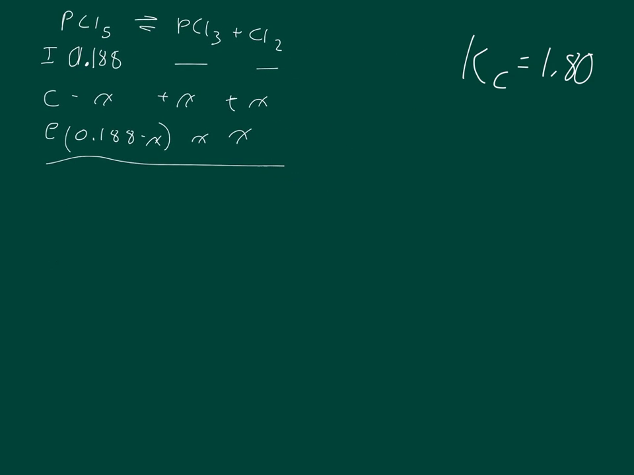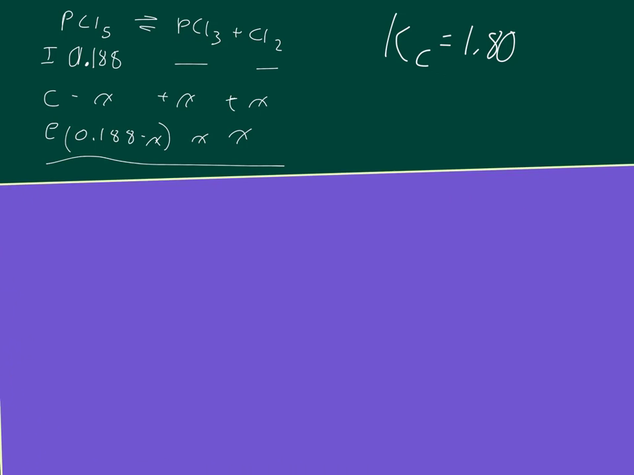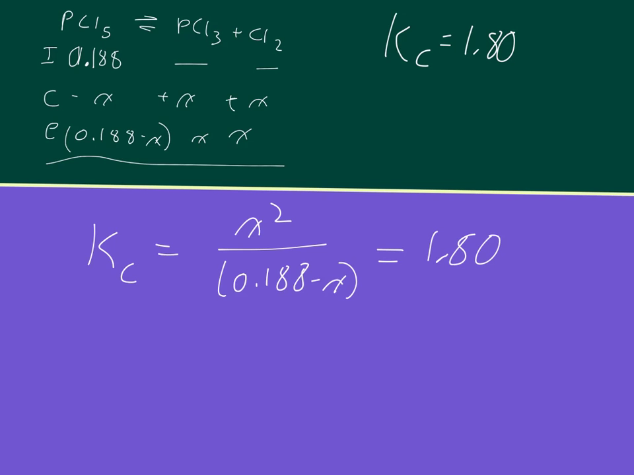So I'm going to shrink up my chart here, and I'm going to create a little square here to write on. Okay, got a sheet of paper. Kc equals x squared over 0.188 minus x equals 1.80. Well, right away we should see that the assumption is going to fail. We're going to have to gut through the quadratic equation.